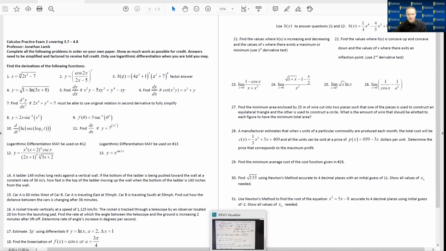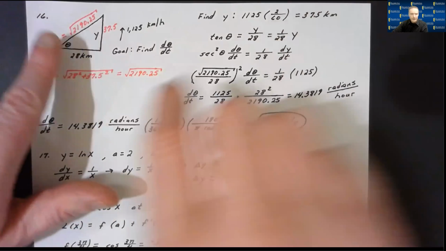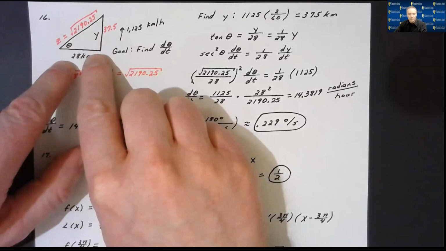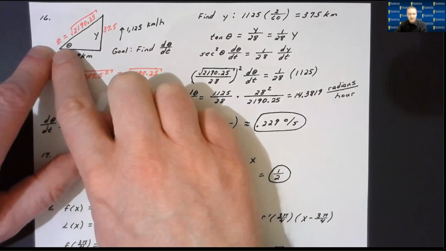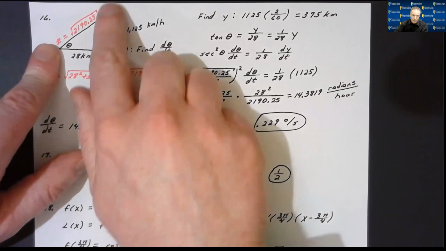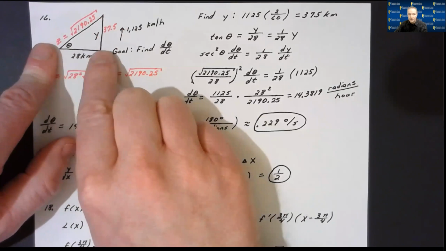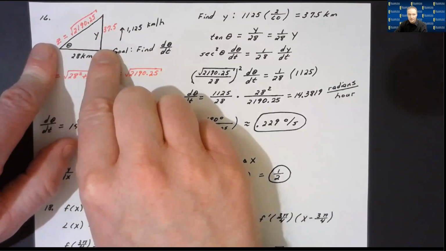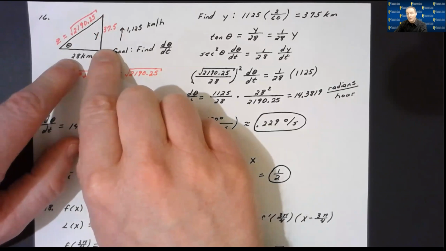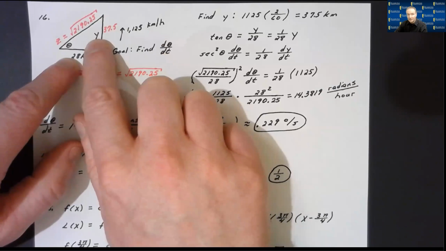So now if we take a look at how this problem would be worked here, this is what I drew from the problem. We know that the person is sitting on the ground trying to track the rocket that's going up in the air, and the person is 28 kilometers from the base of the rocket where it went upwards. Now, we know that it goes upwards at a rate of 1,125 kilometers per hour. I had to go ahead and find out the height at the point of interest.